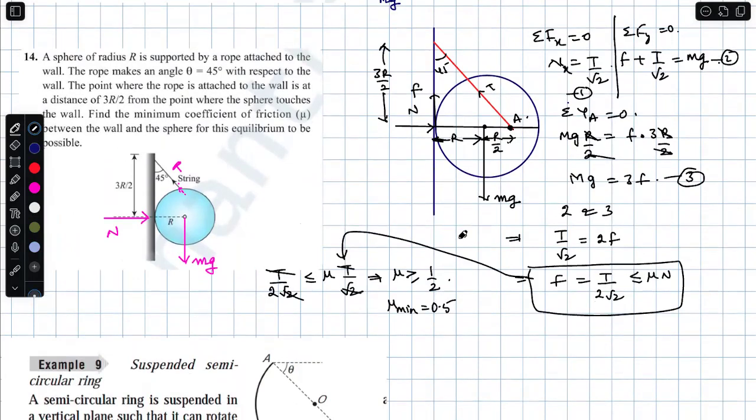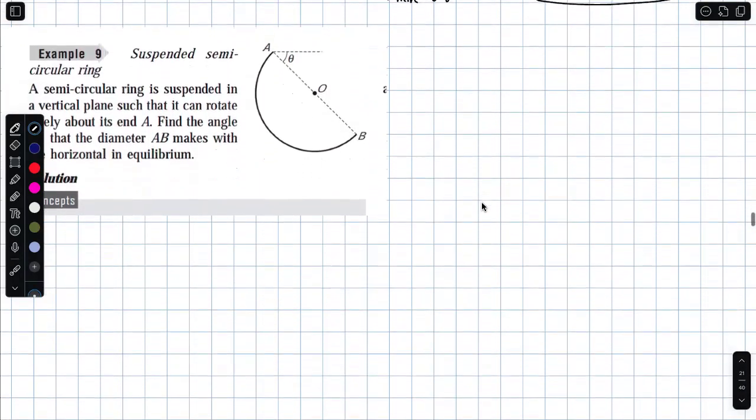The basic point in this question is apply the torque about E. Right. Dakshis, confirmation please. Have you understood? Right. Next.